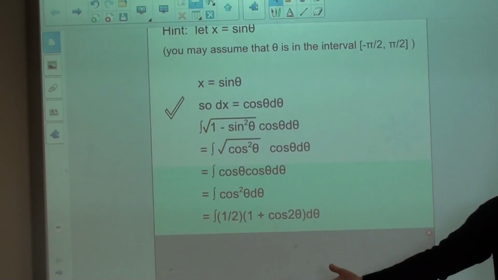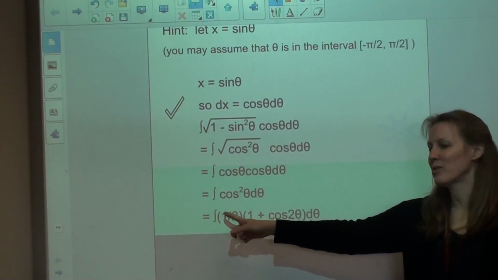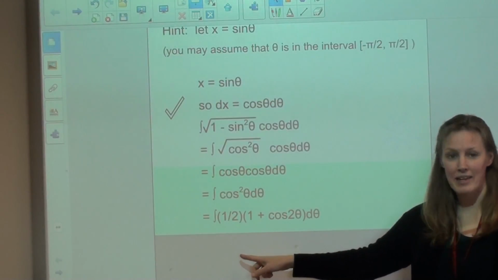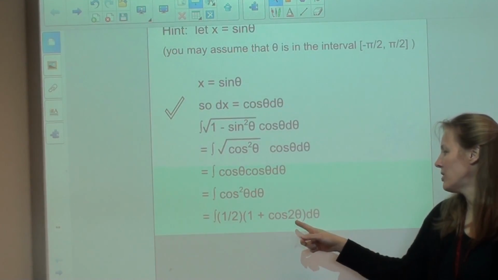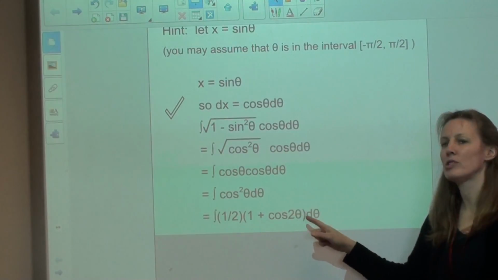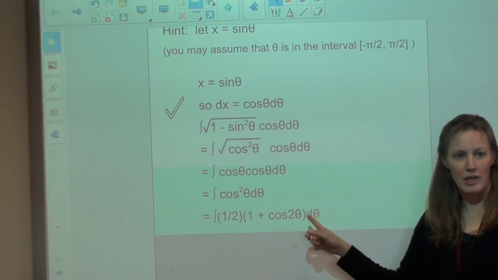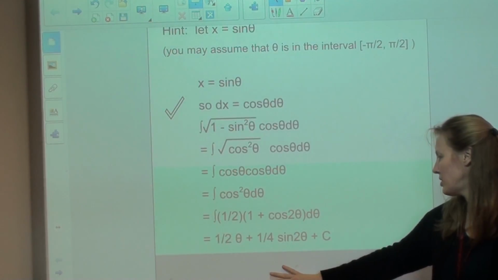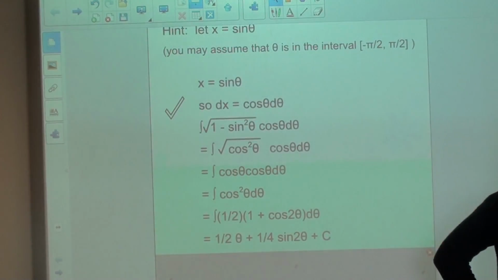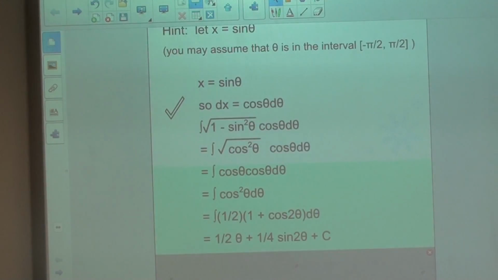Now you can just jump to the answer, or not. Here, the antiderivative of a half is 1/2 theta, right? And the antiderivative of 1/2 cosine 2 theta: the antiderivative of cosine 2 theta would be 1/2 sine 2 theta, but then you have times another half, so you get 1/4 sine 2 theta. Now you feel like you're done. Are you done? No. Why not?